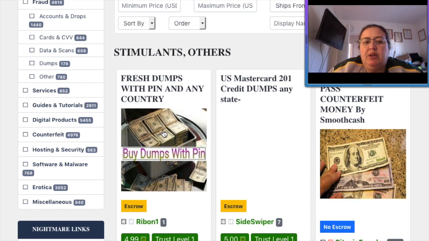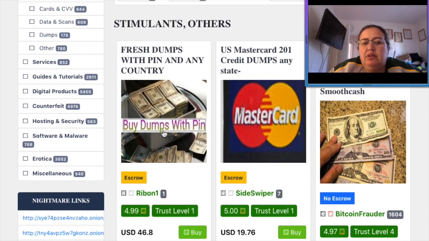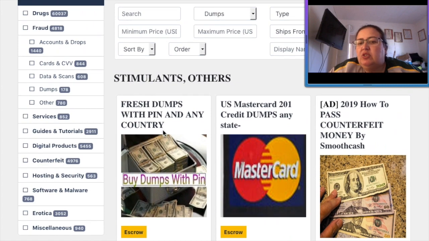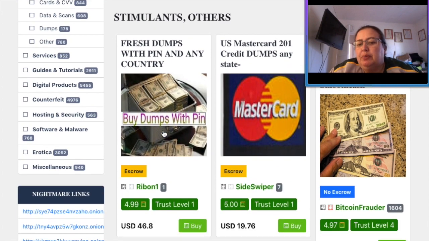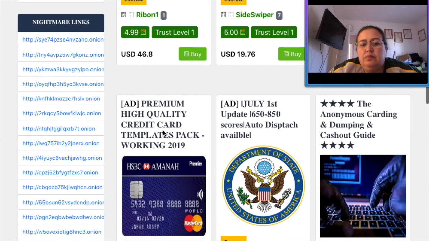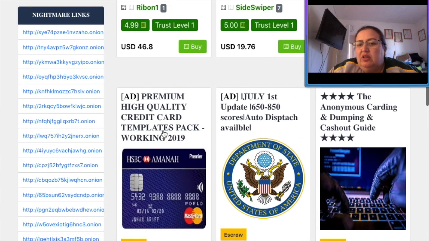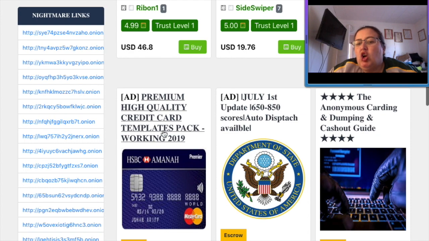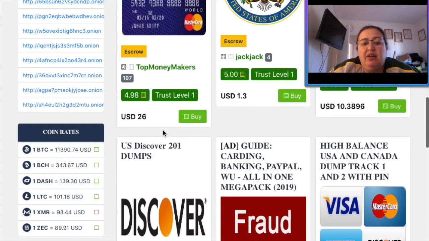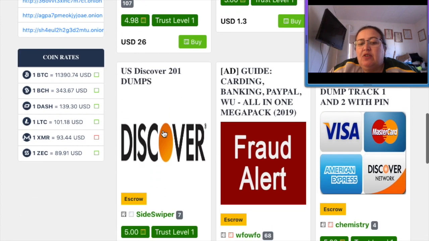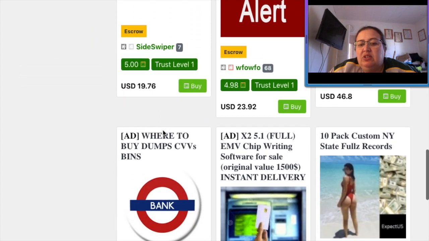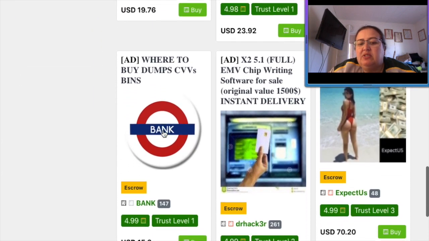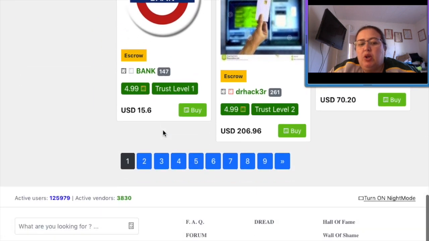Fresh dumps within PIN in any country. So these are actually counterfeit money where they're dumping the money. We've got credit cards, an anonymous carding and dumping cash out guide, US Discovery dumps. So this is basically stealing and money laundering. So I was incorrect on that. That is not doxing. It's completely different.